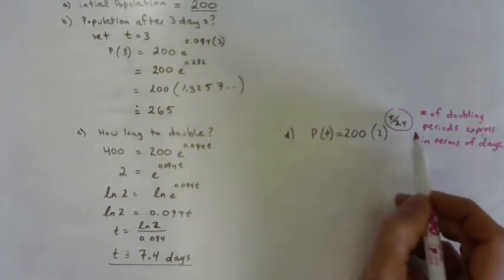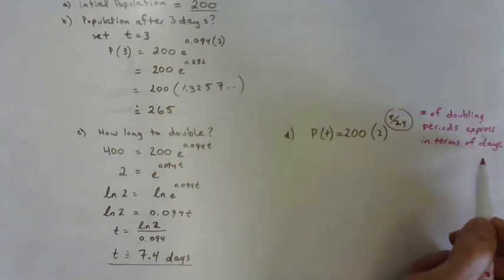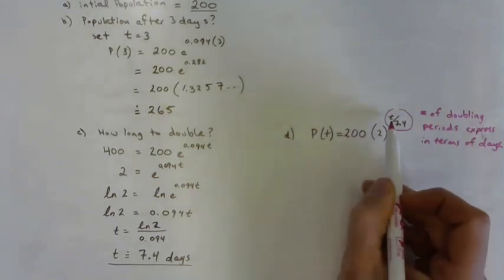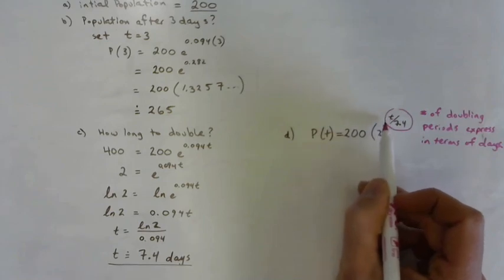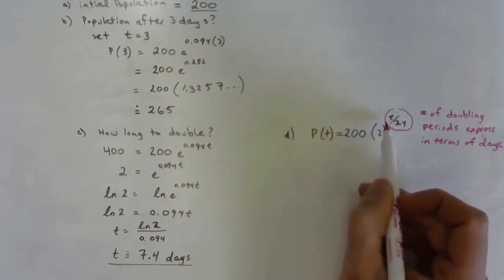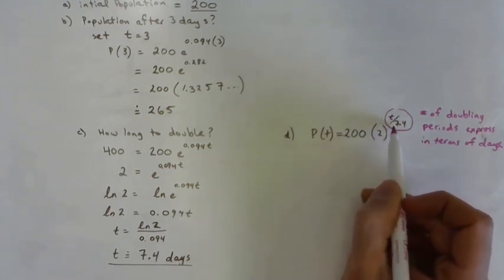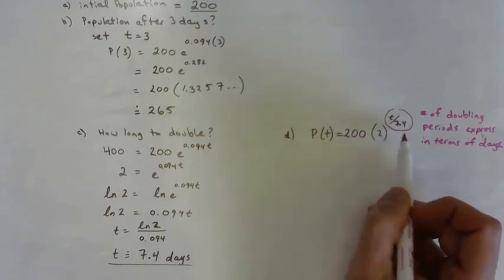Again, this is the number of doubling periods expressed in terms of days, which means you need to take the number of days that you're wondering about and divide it by 7.4 to give you the number of doubling periods.